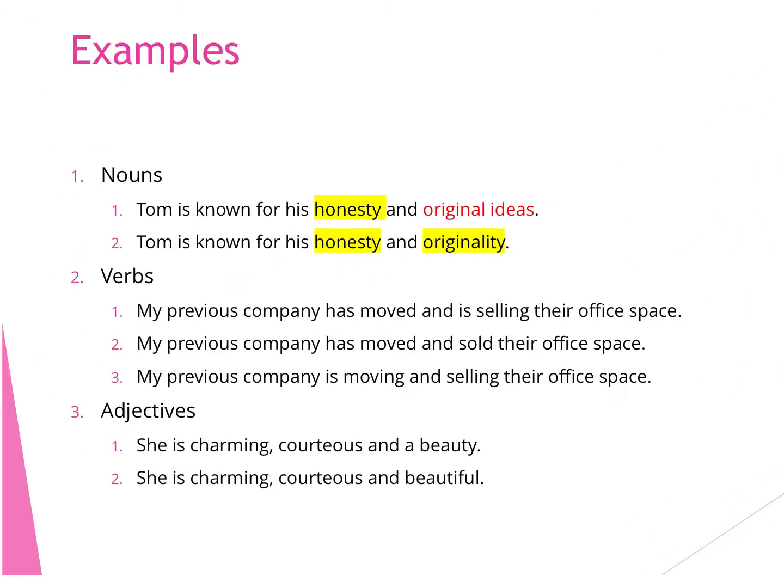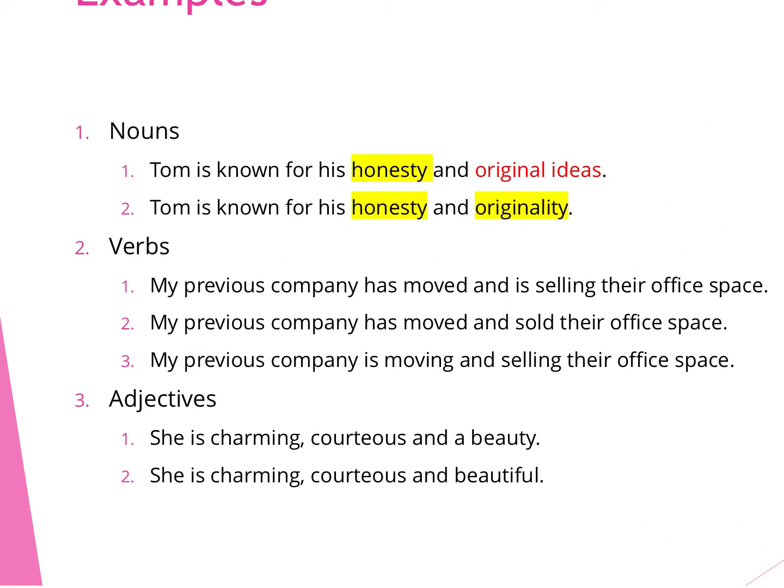So here's some examples. Tom is known for his honesty and original ideas. On the surface, does it seem like there's anything wrong with that? No. It's clear, it's concise. The problem is it's not parallel, and that's the mistake that you are making. So Tom is known for his honesty and originality. Okay, so you would have to change original ideas to originality.